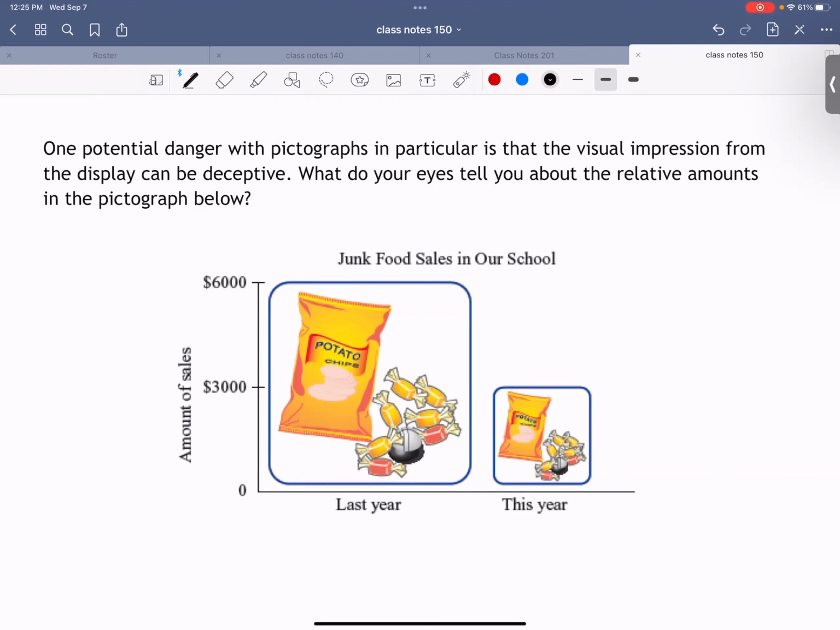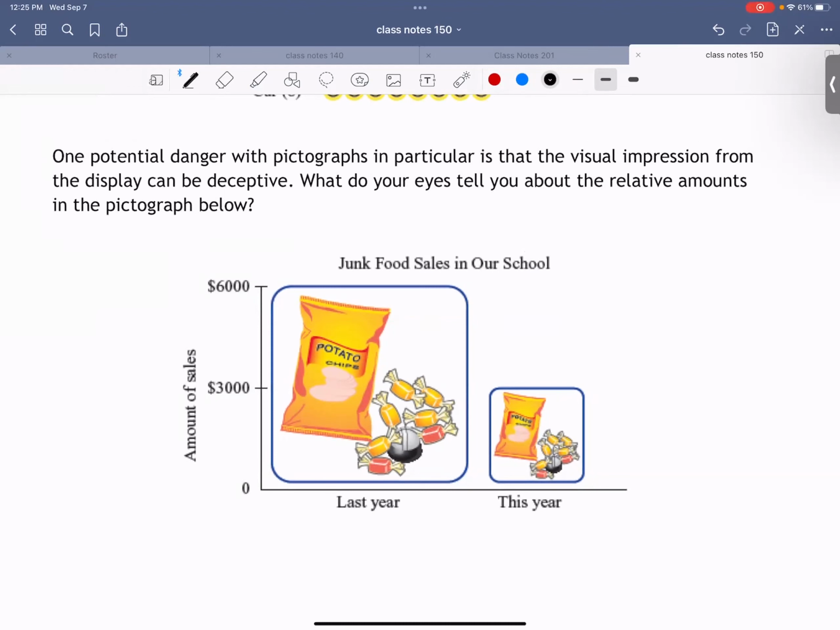I think you have the right idea. I'll just explain it slightly differently. It says last year the height is $6,000, right? Okay, and this year it's $3,000. So between last year and this year, the junk food sales in our schools have decreased by half, right? Does it look like half in the pictograph? No, right? It almost looks like it's decreased by a quarter, right? Because we can fit 4 of those tiny pictures in that big picture.